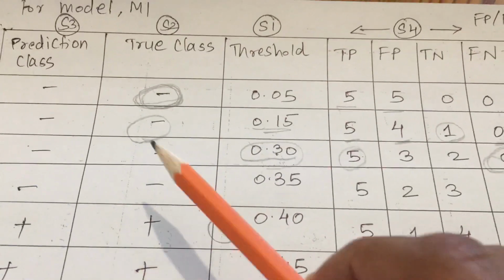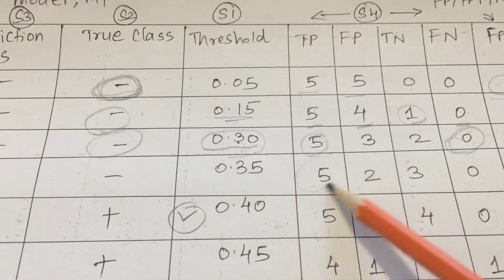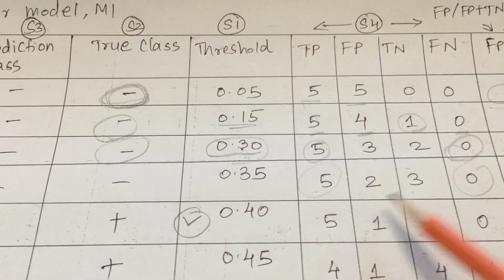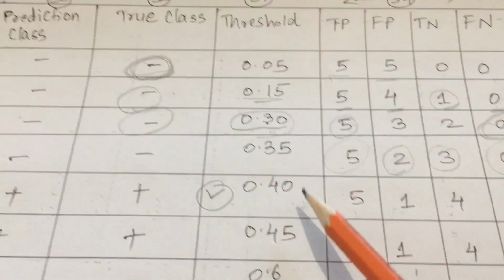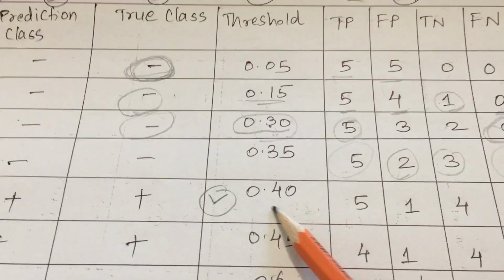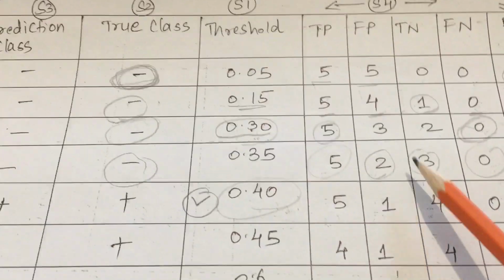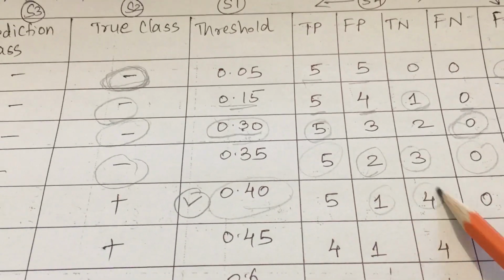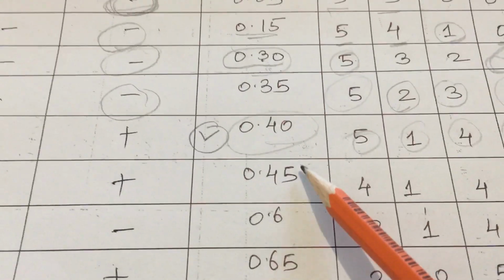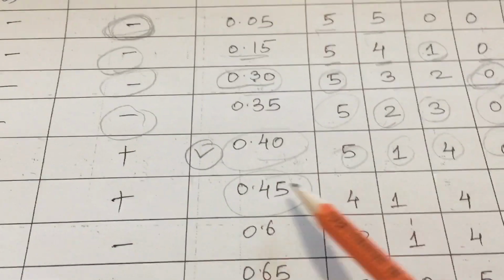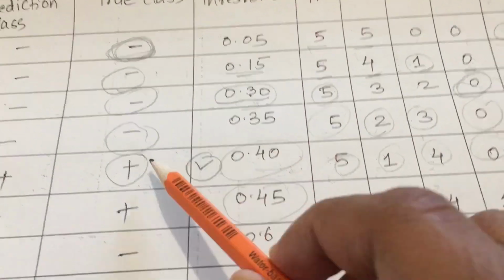Similarly for this, the previous true class is negative, so we put the values here and here as the same, and then this value is decremented, this value is incremented. For this threshold, similarly we have the same, that is negative, we just decrement this, we increment this, we keep it as it is. Now when we move on to 0.45, we can see the label is positive, that is of the previous instance of the previous threshold.